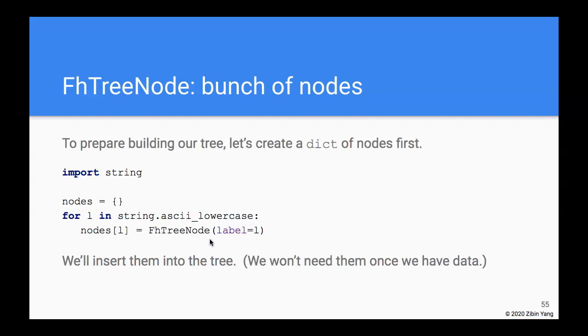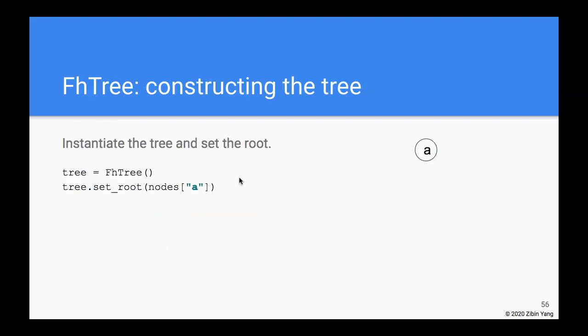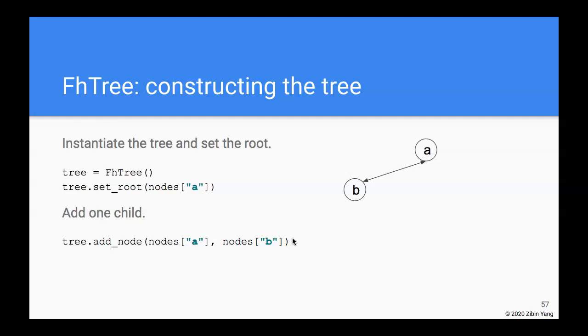So we have 26 nodes that we can use, and we can reference them easily, and we'll insert them into the tree. Now, we only do this because it's easier to identify them this way. We don't need them once we have data. So to build a very simple tree with just one node, we can just instantiate the FhTree and set the root to, let's say, the node labeled A. And if we want to add a child, let's say a node B, to the root of A, then we can just say add node, nodes A, that is the parent, and then nodes B is the first child.